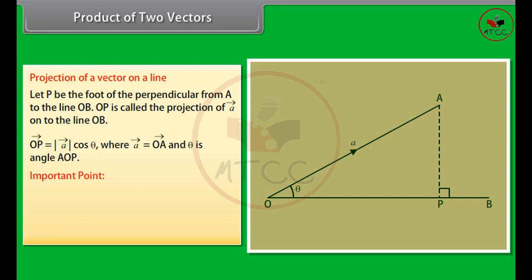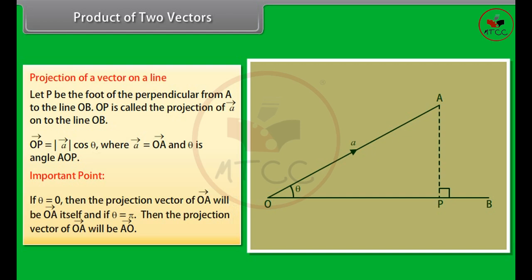Important point. If theta is equal to 0, then the projection vector of OA will be vector OA itself, and if theta is equal to pi, then the projection vector of OA will be vector AO.